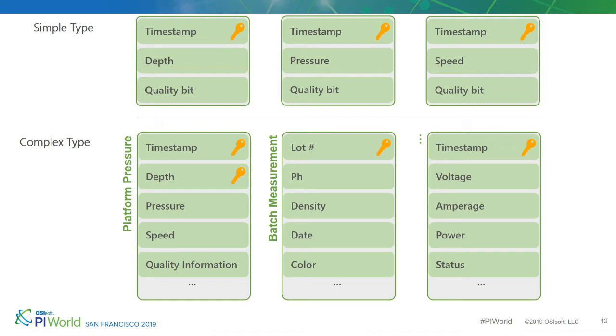So some other examples of simple types, if you're measuring depth at a timestamp or pressure, speed, that kind of thing. Down at the bottom, we've got some complex ones that are interesting, like indexing on depth with timestamp as well as in that key, and then you're kind of measuring the pressure and speed.